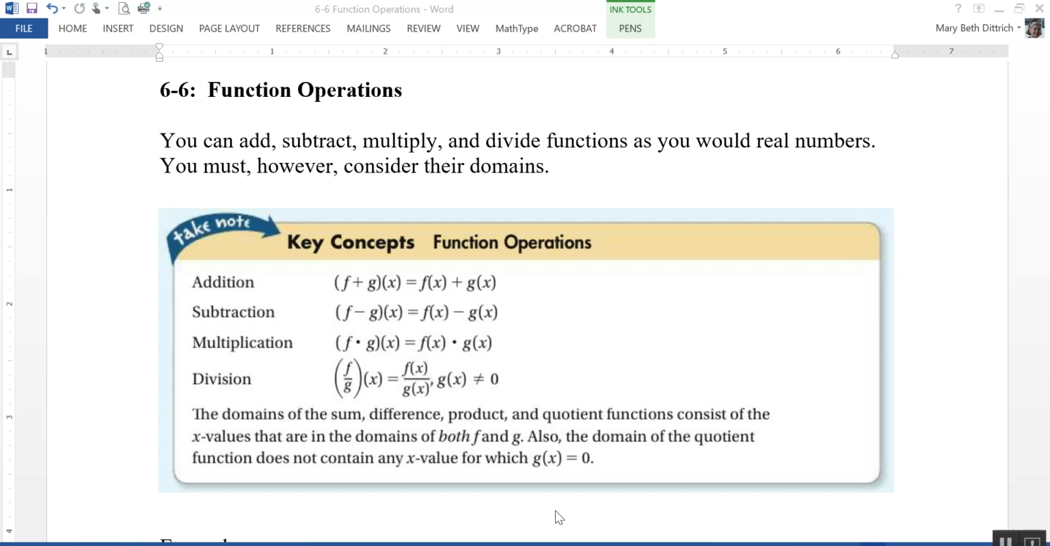So for example, for addition, f plus g of x is the same as f of x plus g of x. Just add the two functions. You can subtract two functions. You can multiply two functions. You can also divide two functions, but here's where you need to take a look at the domain. G of x cannot be equal to 0 because we can't have a 0 in the denominator of a fraction.